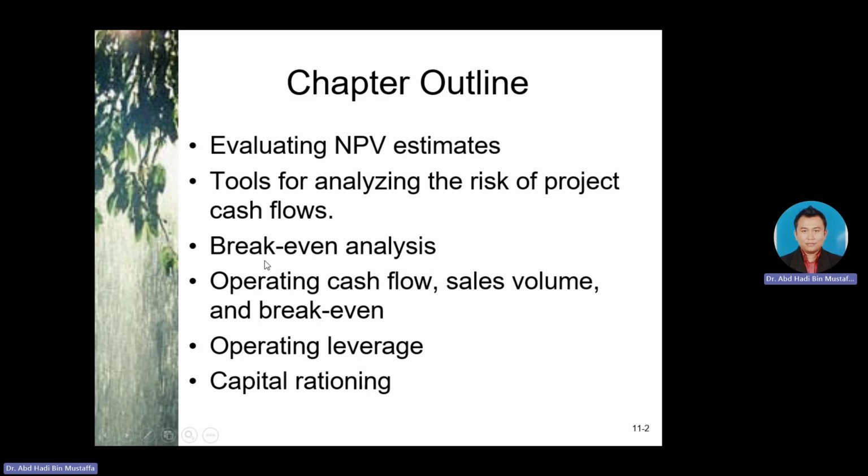And then we will calculate break-even analysis. Later on, I will explain the formula to you. There are 3 types of break-even. Break-even means zero profit. There will be no profit or no losses, because we want to find the quantity at the break-even point. And then operating cash flow, sales volume and break-even. We will also cover operating leverage, which is about the degree of efficiency of the company. And the last one, capital rationing.